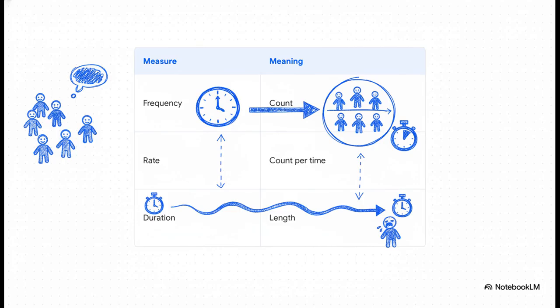And that is exactly why we use rate. Rate is just frequency divided by time. Your memory trick here: rate equals how many per time. And finally, duration. You use this when the length of the behavior is the main thing that matters, like a tantrum. Your trick: duration equals how long.